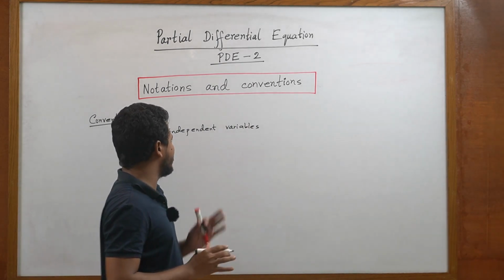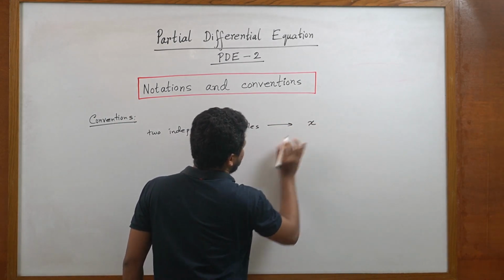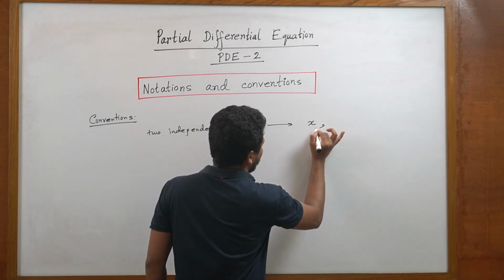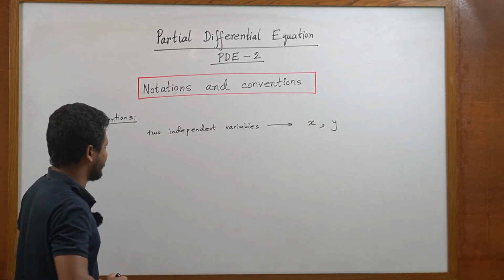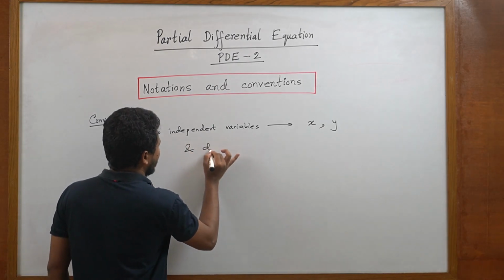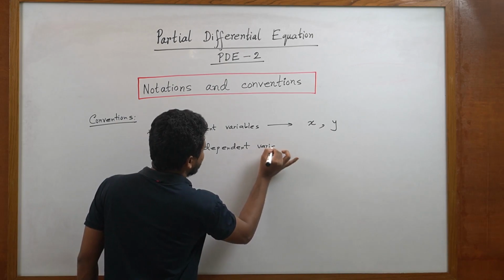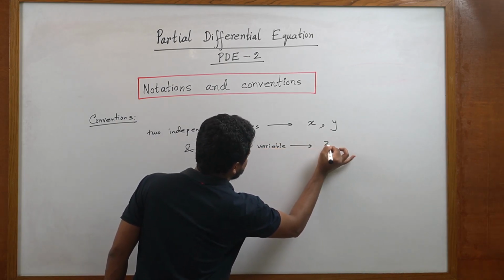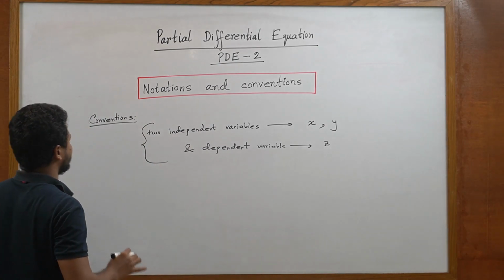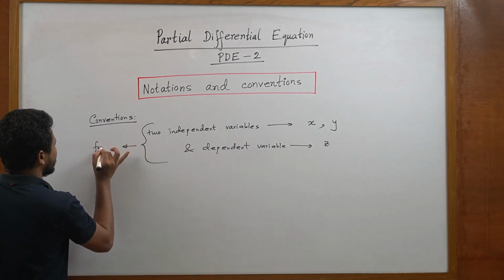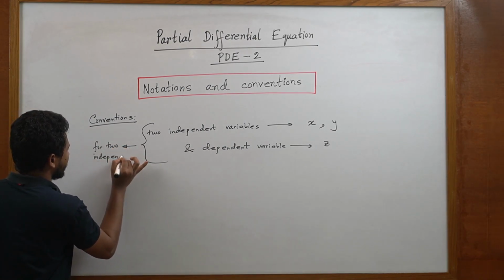If two independent variables are present, then one independent variable will be expressed as x and another independent variable will be expressed as y, and the dependent variable will be expressed as z. Okay, this assumption is for two independent variables.